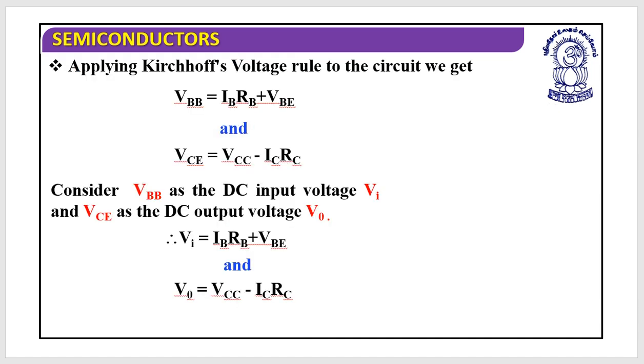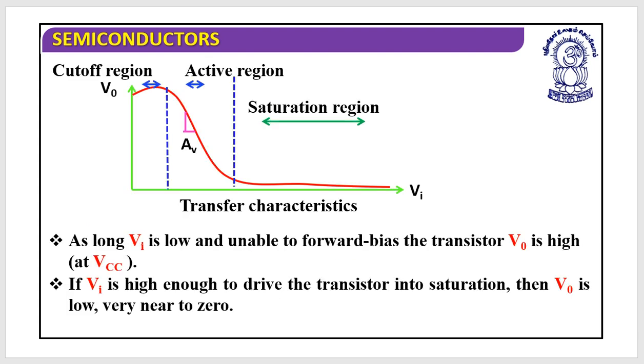Let's look at this. If we apply Kirchhoff's voltage rule to the circuit, we have VBB equal to IB RB plus VBE, and VCE equal to VCC minus IC RC. If we consider VBB as the DC input voltage, which we call VI, and VCE as the DC output voltage, which we call V naught, then V in would be equal to IB RB plus VBE, and V output will be equal to VCC minus IC RC. If I plot V naught versus VI, this is what we call the transfer characteristic.